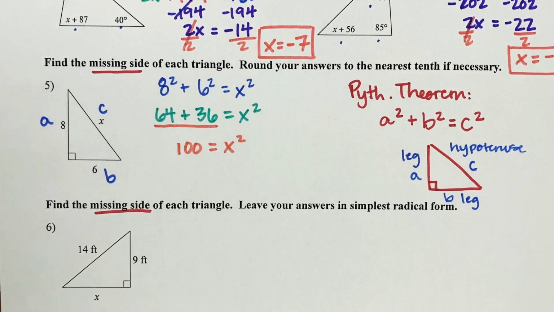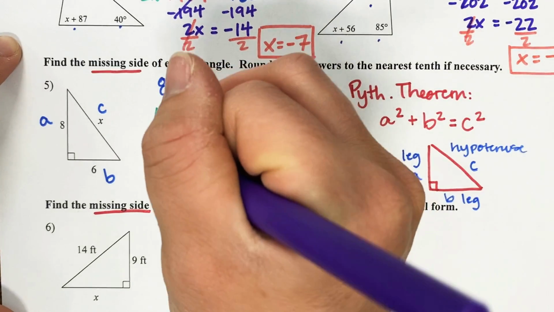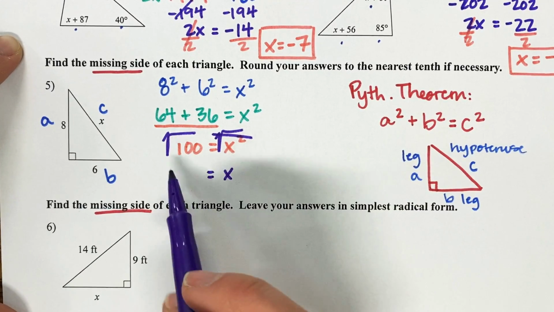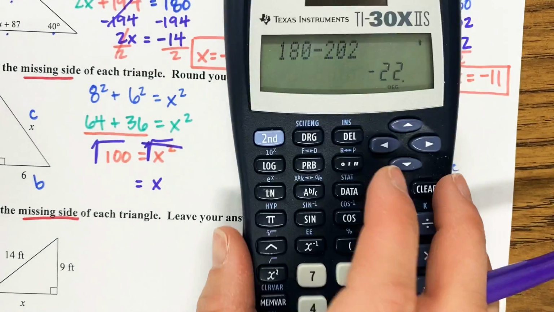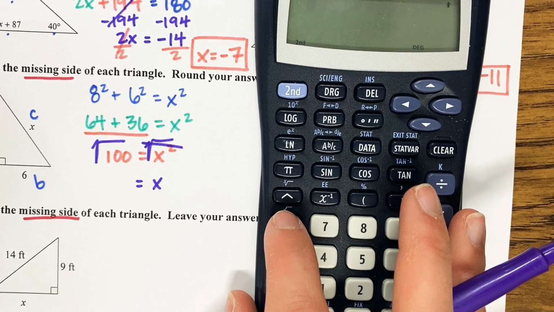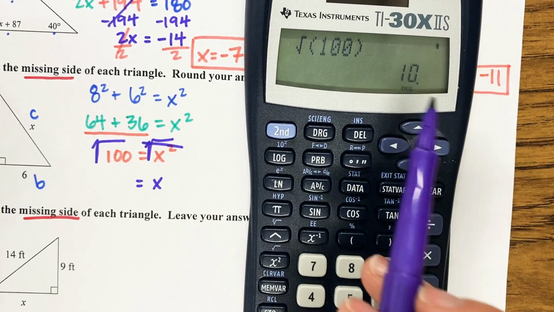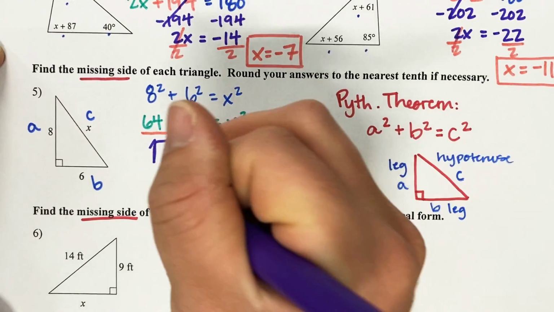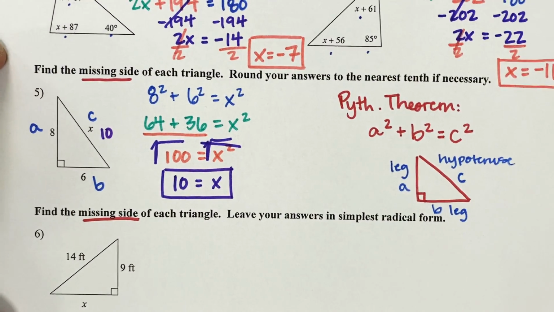Okay, well now my last step to getting X by itself, what is the opposite of square? Square root. So I need to square root both sides to get my X by itself. And what is the square root of 100? Or what is the number that multiplies by itself to give me 100? Okay, if you don't know off the top of your head, remember our calculators, you can do second, the little X squared button, because that is a little square root. 100, and I get 10, because 10 times 10 equals 100. Okay, so we know that the square root of 100 is 10. Okay, so my missing side was 10.